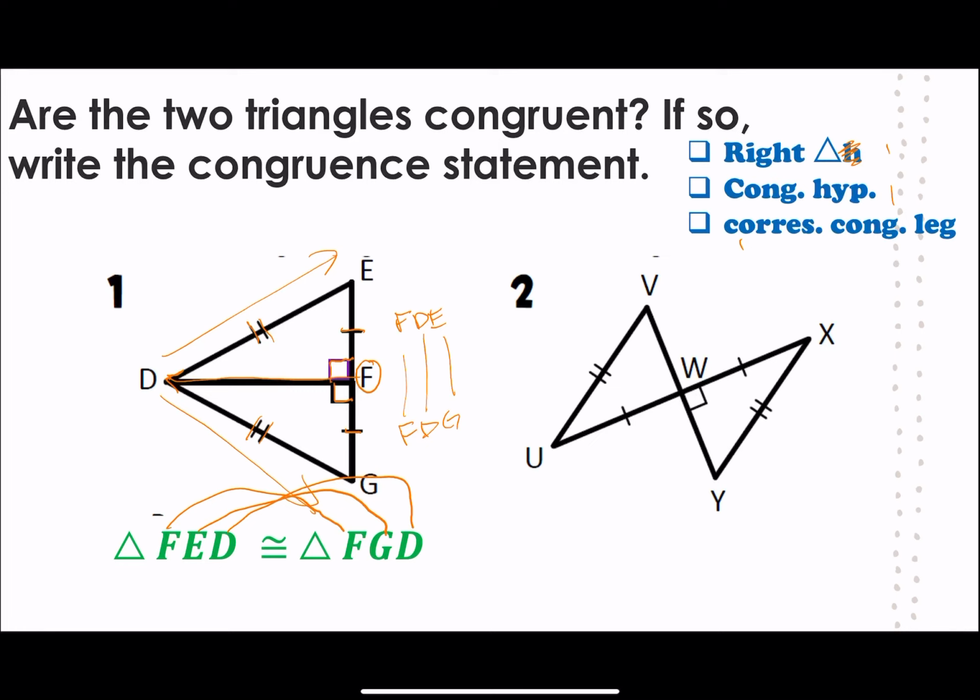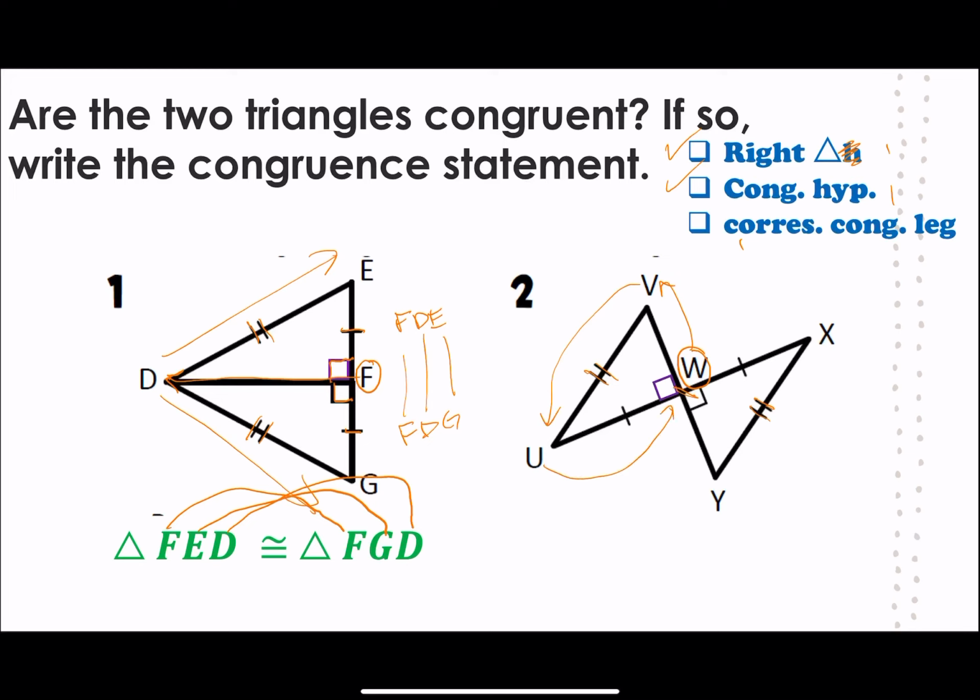Now we're looking and we're like, we can't prove that angle UWV is a right angle, but you can because these two are vertical. So in fact, that is a right angle. So now I do have two right triangles. Do I have congruent hypotenuses? XY is my hypotenuse here, and UV is my hypotenuse here. Lastly, corresponding congruent legs. If you're struggling with this, remember you can always draw your circle. I'm going to draw a circle on my W and then go from there.